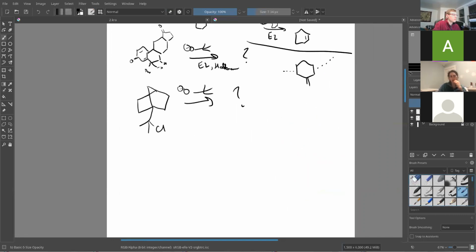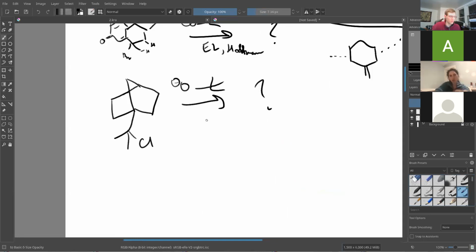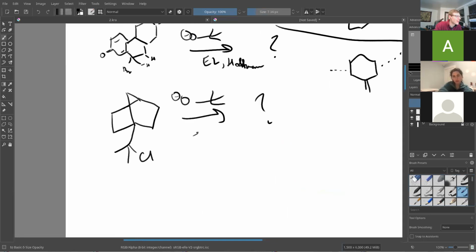Okay. All right, cool. Over here, you already said it, so I'm not going to ask you again, but we have E2 and we have Hofmann elimination because this is a really bulky base, right? We could tell that just by looking at the base itself that this is E2 and it's going to be Hofmann, right?